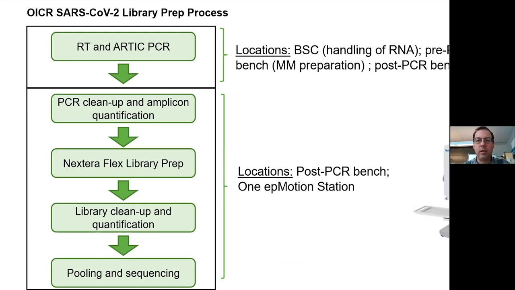For those that are interested, at OICR we separate the two activities, pre-PCR and post-PCR. The handling of RNA is done in a BSC. Pre-PCR areas are used for master mix preparations, and then once it goes to an actual ARTIC PCR, it goes into the post-PCR lab. The rest of the library prep occurs in the post-PCR lab and usually just takes up one epMotion station. If any of you have heard about robotics being used, they can be as large as full-fledged walkaway robots, but we've found that the epMotion instrument by Eppendorf is basically a 96-head multi-channel, and it works quite well without the sophistication of robots.